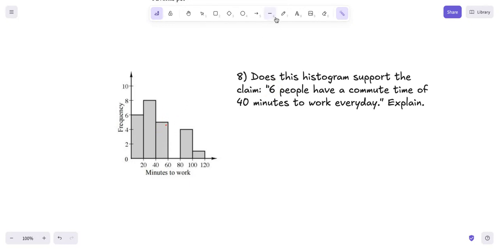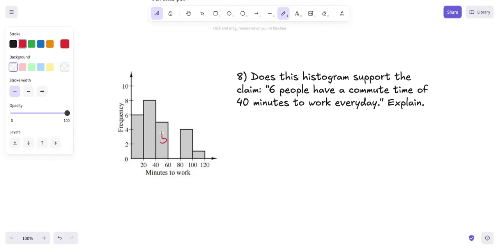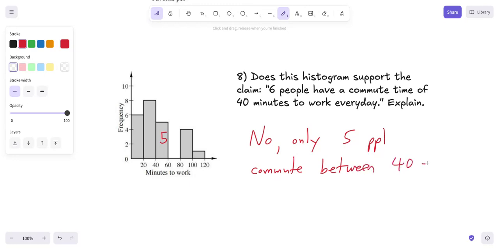This bar, however, only has a frequency of 5. So that means there's only 5 people that have between 40 and 60 minutes of commute, which means it's impossible. No. You can't have 6 people with a 40-minute commute because the histogram only shows a maximum of 5. That's between 40 and 60. No. Only 5 people commute between 40 and 60, and really it's 40 and 59.99.